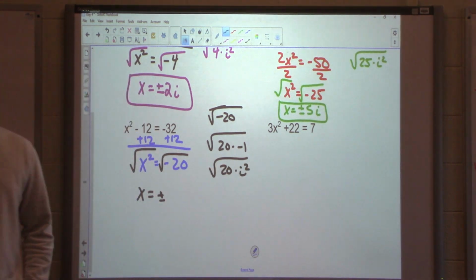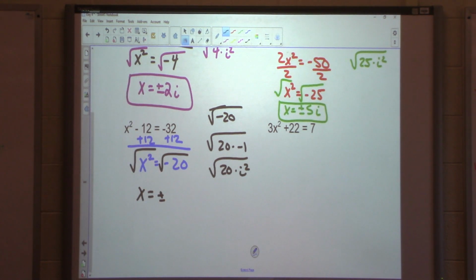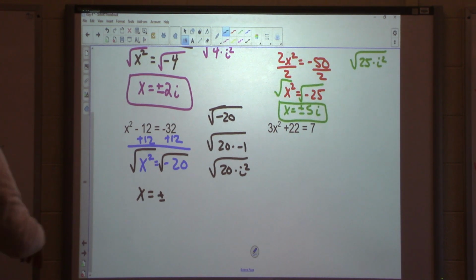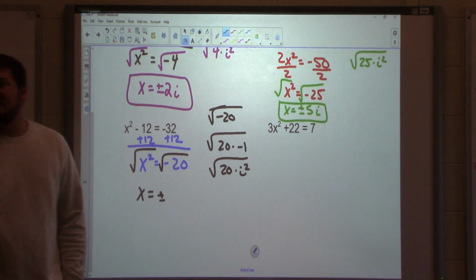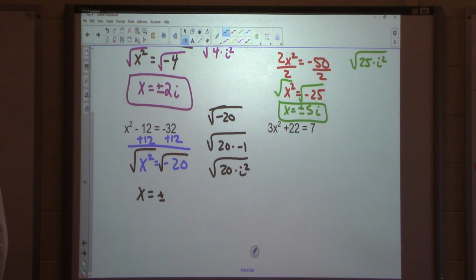Alright, square root of 20 is... You can't reduce that square root. It's not a nice number, right? Do we want to round our numbers? No. No, we've talked about this before, right? We do not want to round. So, if I have square root of 20, what do I have to do? We've done it before.